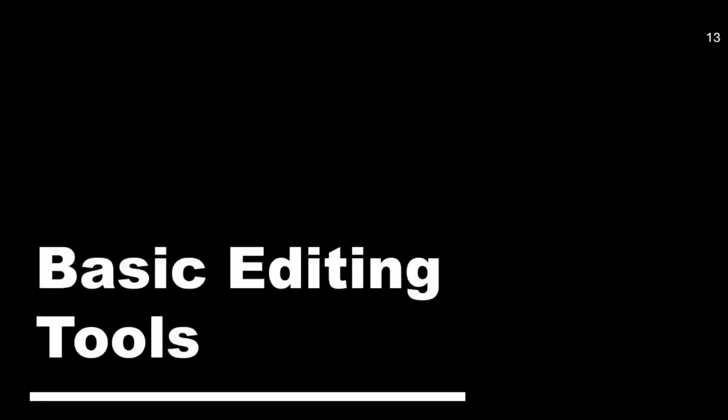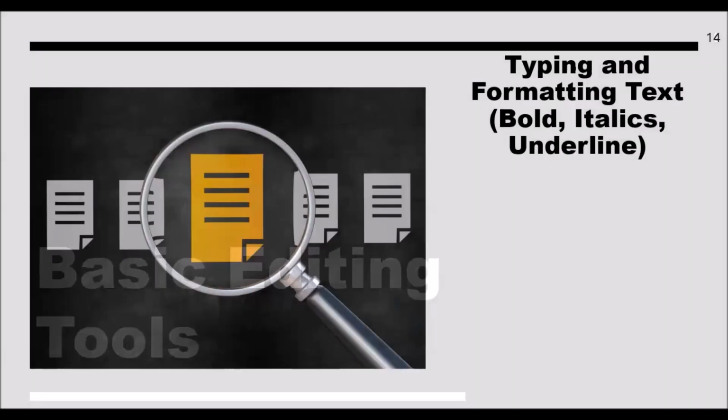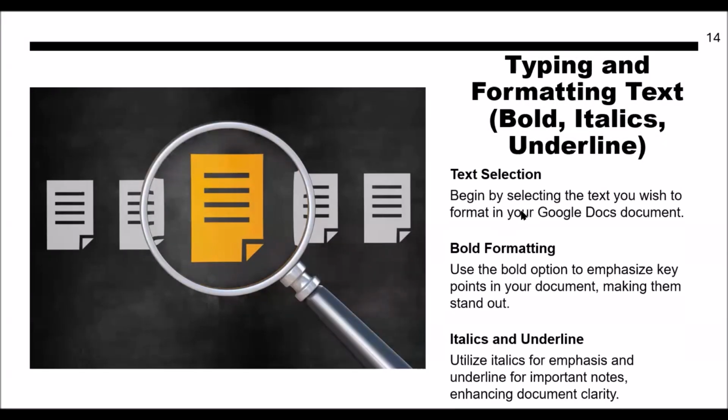So let's get into it and talk about the basic editing tools. It's basically word processing. Typing, formatting text. You have to remember to select the text if you want to change the formatting, whether it's the size or the font style, or make it bold or italicized, whatever that is. You must select the text first, just like any other word processor. You can do the bold option for emphasis, key points, italics, and underlines. And there is a little bit of a larger variety of tools you can use.